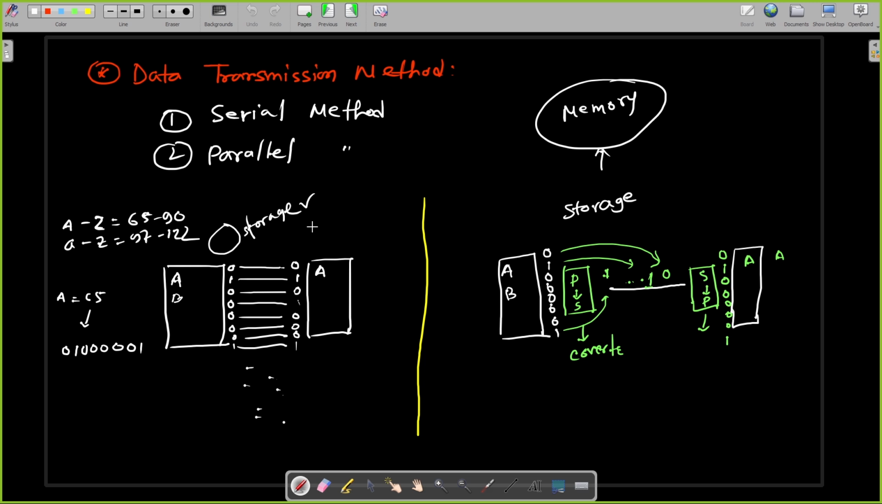The serial method can transfer the data in one line, bit by bit, and the parallel method sends all the bits in different lines. So if you have n amount of bits, you need n amount of lines to transfer the data. This is a very important MCQ. If you have n amount of bits, how many lines do you need for the parallel method? The correct answer is n lines.